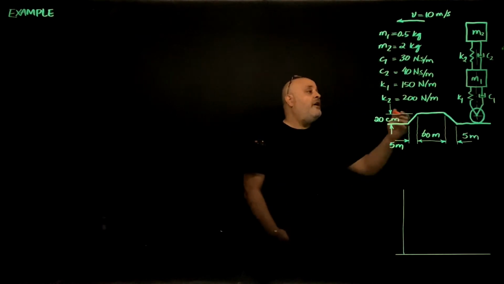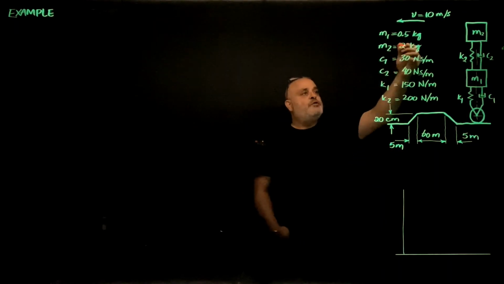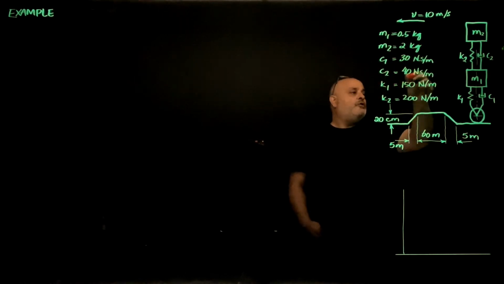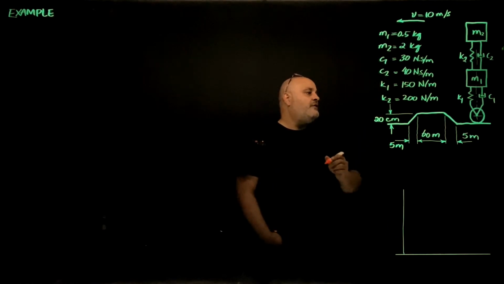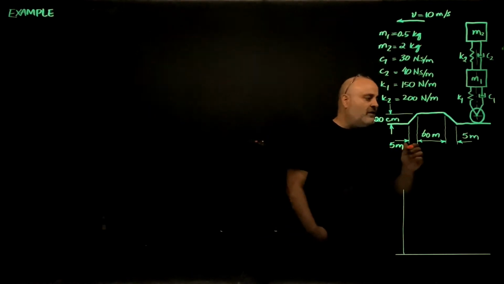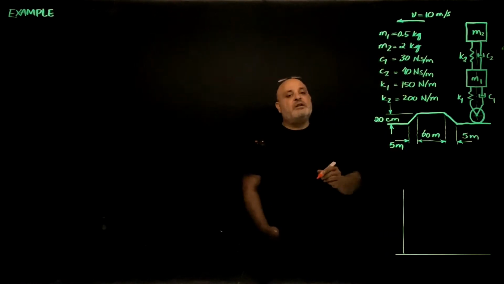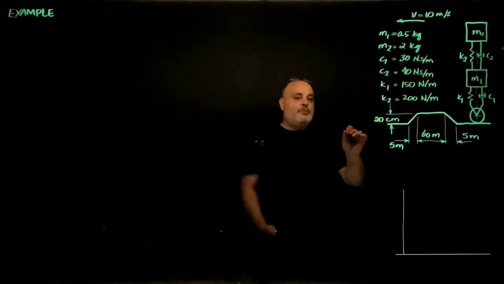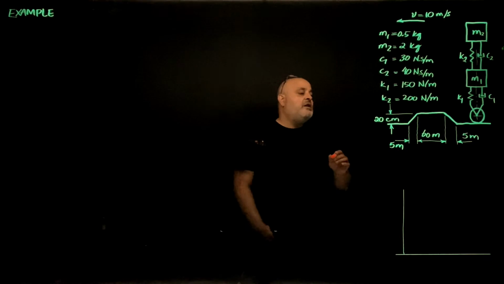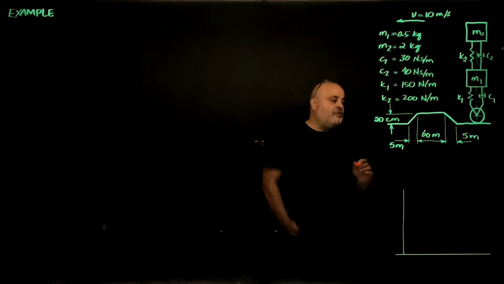Now we have two masses connected by springs and dampers, and the values for the masses are given 0.5 and 2 kilograms. The damping is 30 and 40 newton seconds per meter, and the stiffness of the springs is 150 for the first and 200 newtons per meter for the second spring. Now these values are selected carefully so that we will have proportional damping in the system, so we can proceed with the decoupling procedure that we discussed in the previous video.